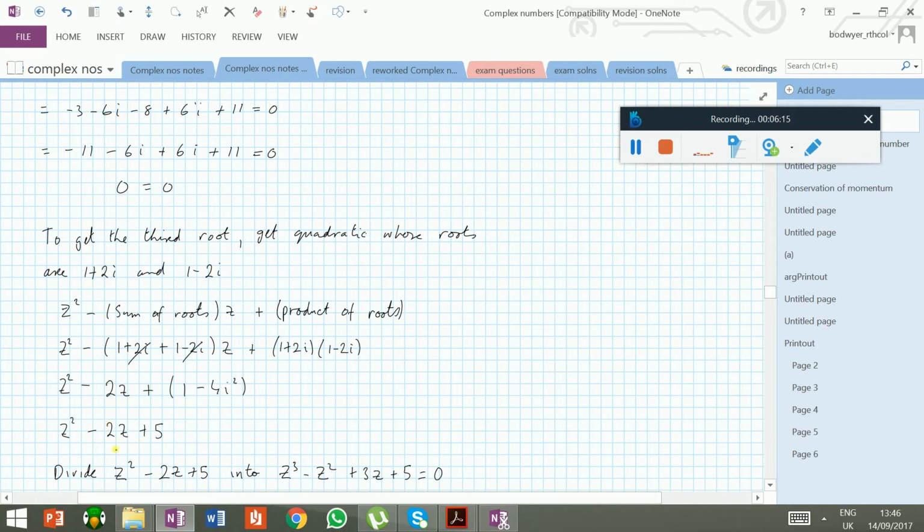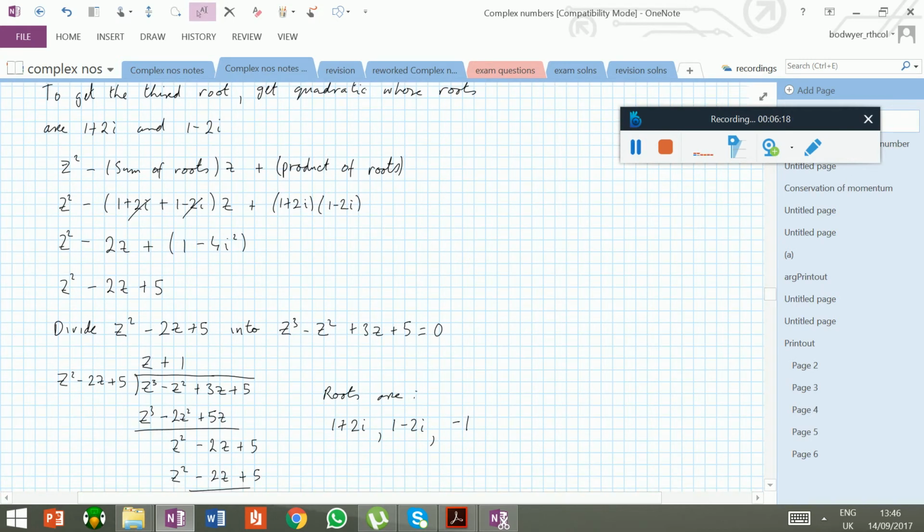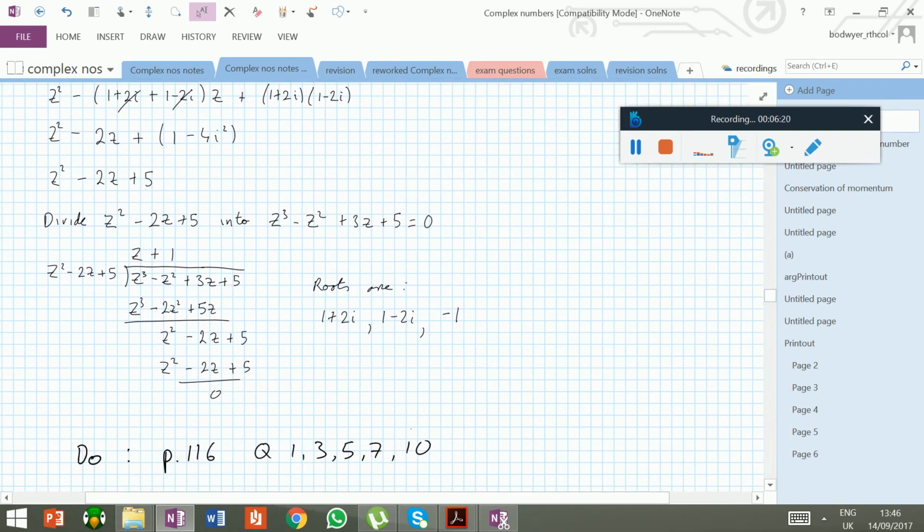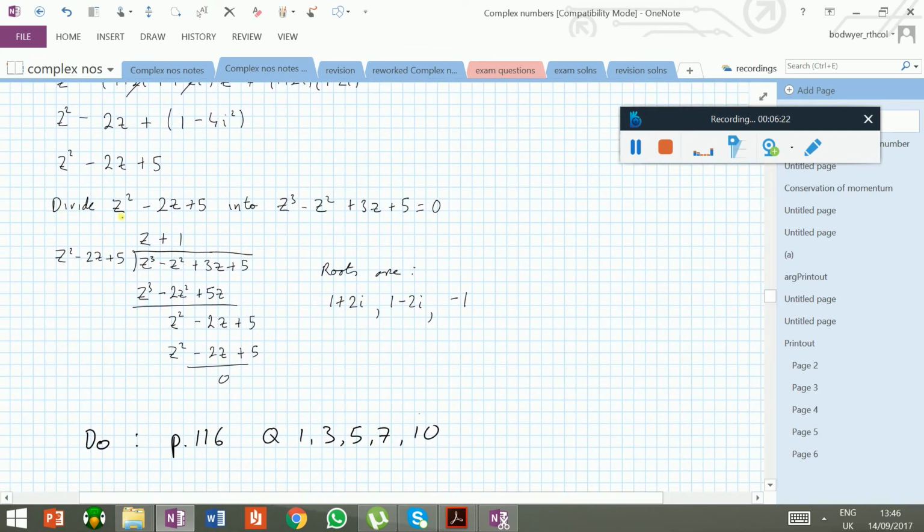So to find our third root, or rather our third factor, all we've got to do now is divide this quadratic that we found into the original cubic, and you end up with z plus 1. Okay, so that is the third factor, and to find the associated root, you just say z plus 1 equals 0, in which case z will be equal to minus 1. So your roots are 1 plus 2i, 1 minus 2i, and then minus 1.